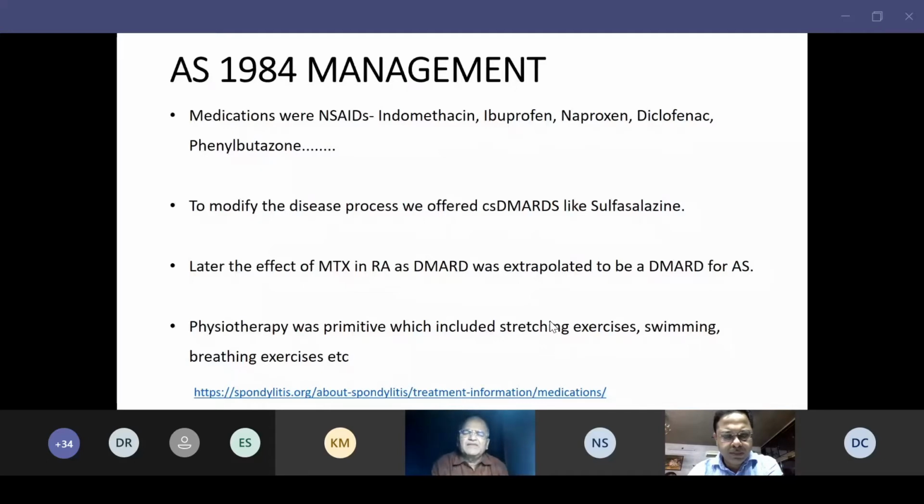Physiotherapy was absolutely primitive in 1984. Just stretching exercises, swimming, breathing exercises. And swimming is very easy in Chennai, especially during the rains, because there was more water to swim than to drink at that point of time. Next slide.